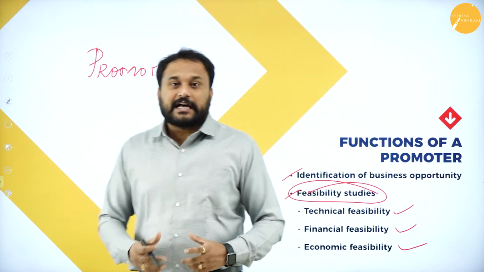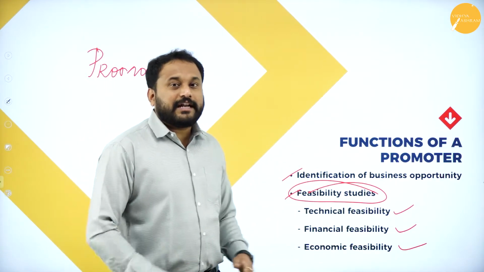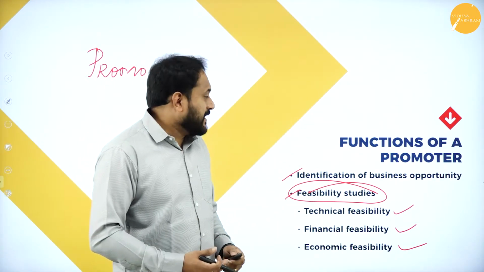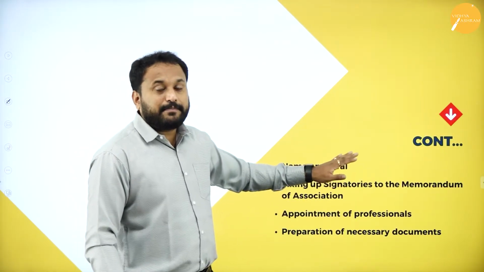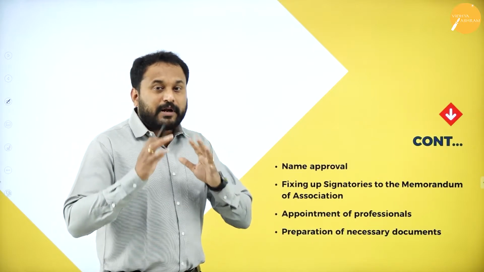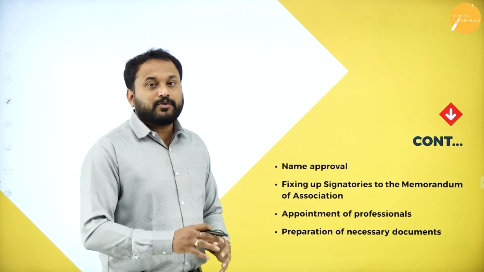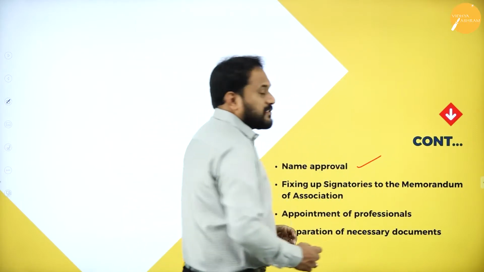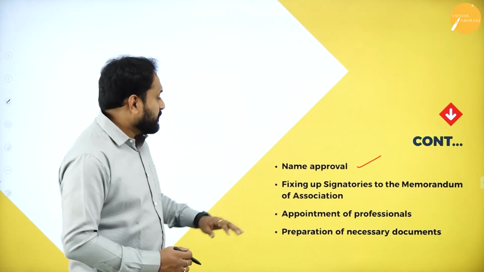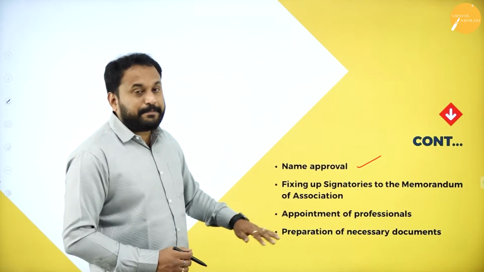So these are the terms. I'll go one by one. We'll understand more about this feasibility. Next one we have is name approval. What is it? Name approval. It's a function of the promoter that he should get the name approved in the registrar office by the registrar. The next one is fixing up signatories.